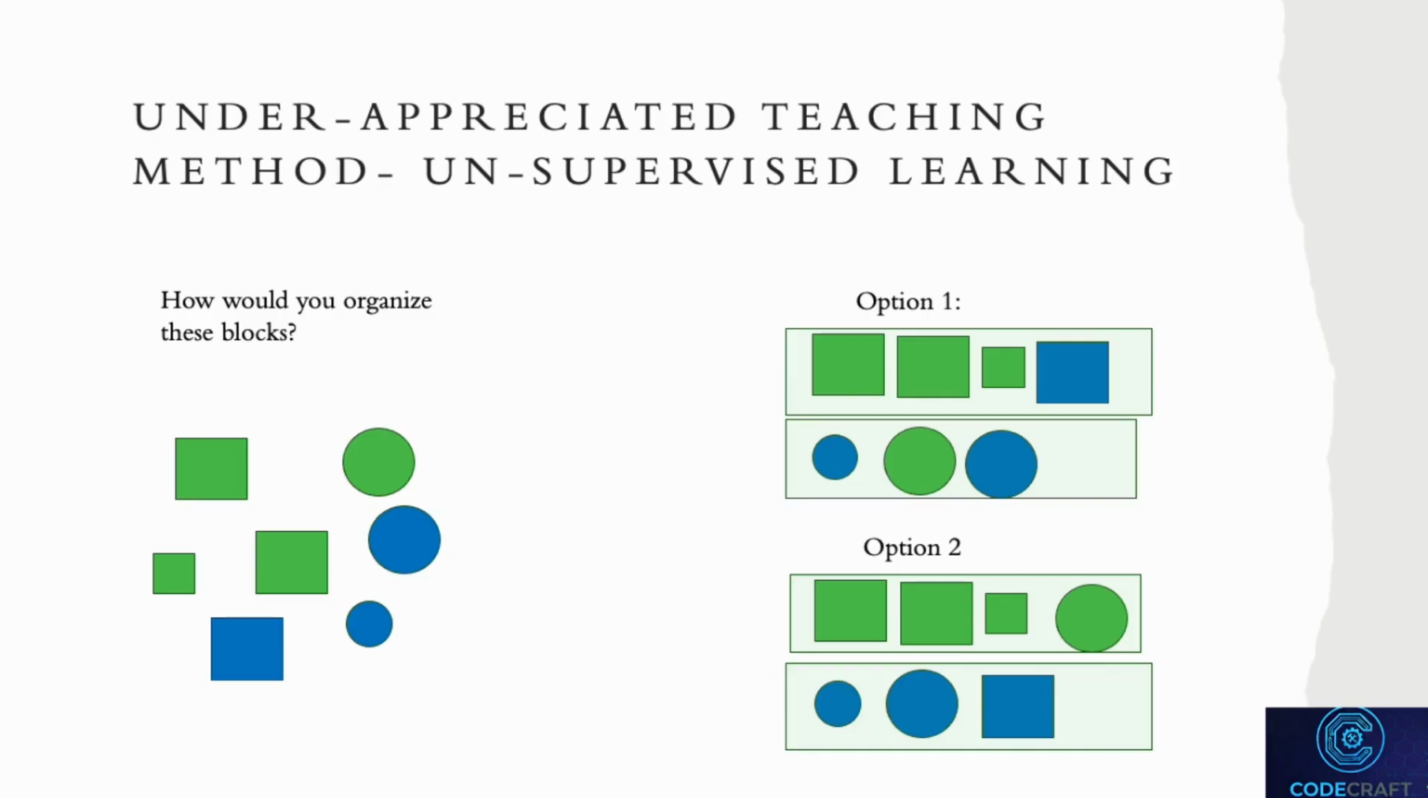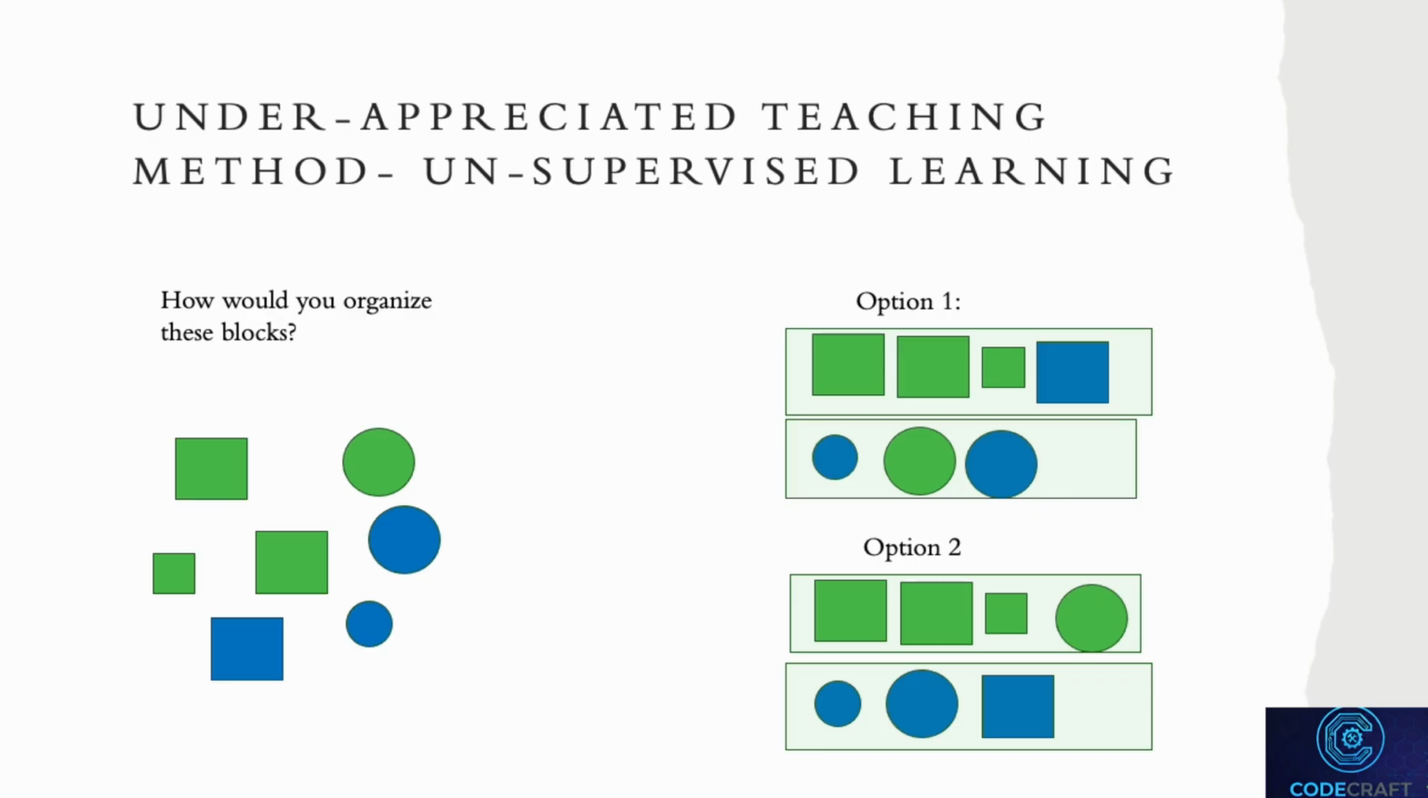To help explain unsupervised learning, let's use a simple analogy. Imagine you're given these blocks and you're asked to organize them. The question is, how would you do it? You might notice the blocks can be organized in different ways, by color, by shape, or even by size. You're not given any instructions or labels, so it's up to you to find patterns and decide how to group them. This is very similar to what happens in unsupervised learning.